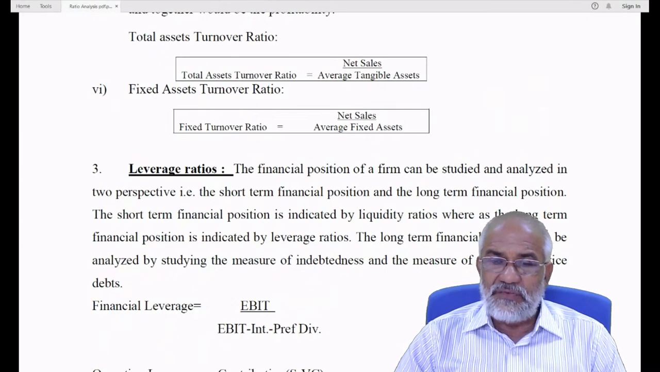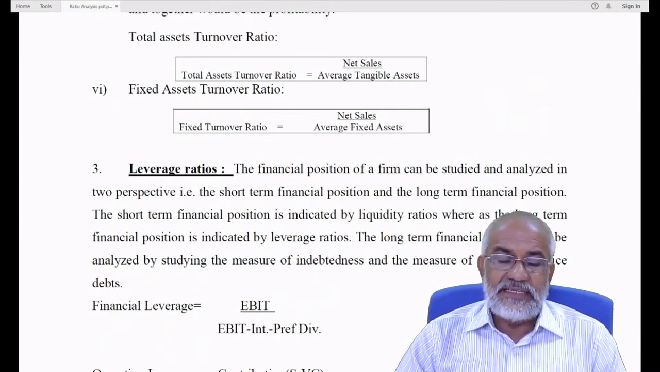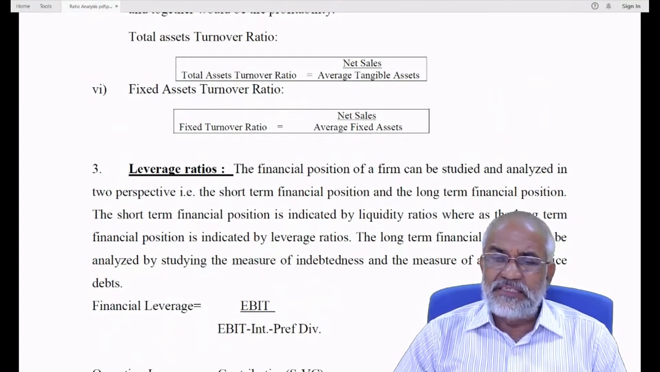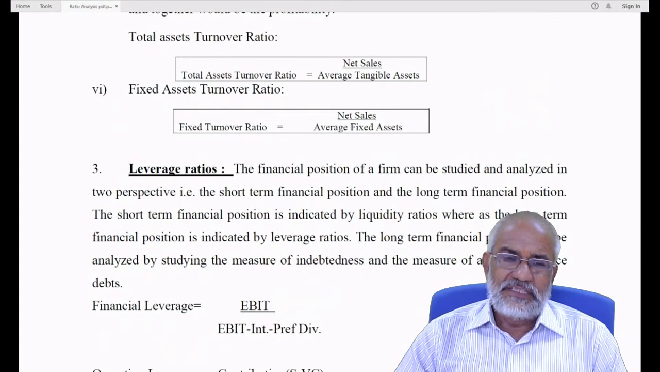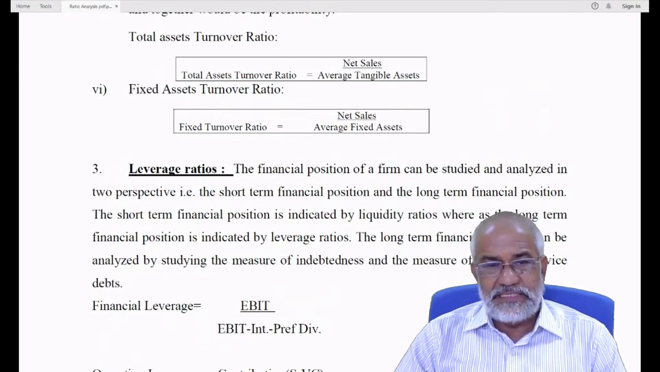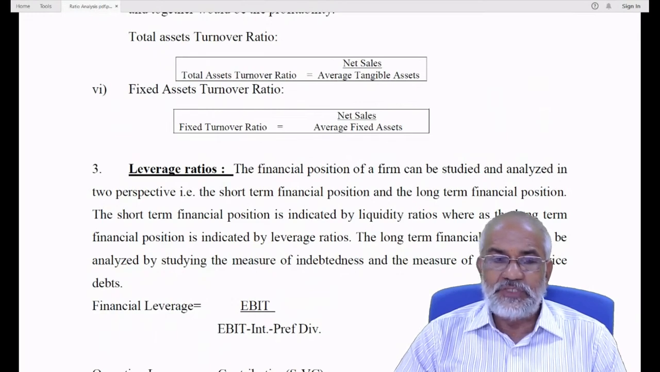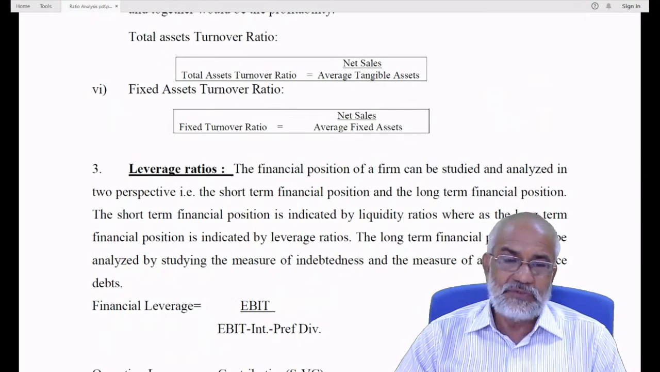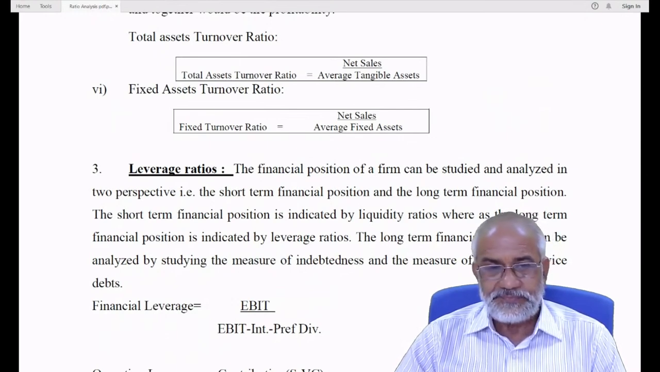The financial position of a firm can be studied and analyzed from two perspectives: the short-term financial position and the long-term financial position. The short-term financial position is indicated by liquidity ratios, whereas the long-term financial position is indicated by leverage ratios. The long-term financial position can be analyzed by studying the major indebtedness and the measure of ability to service the debts.